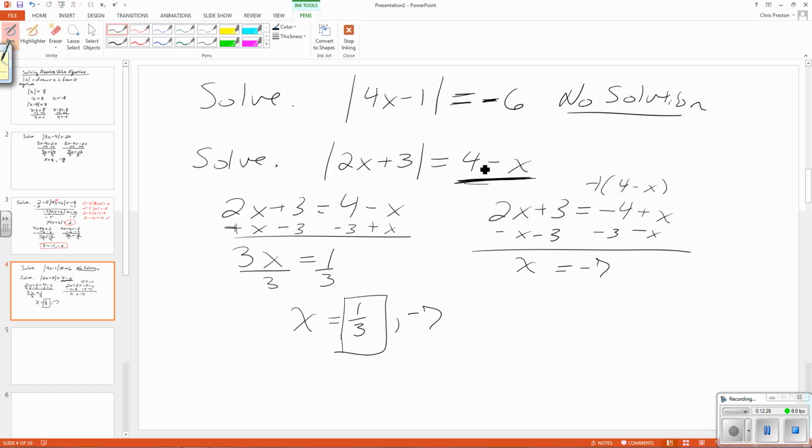What about negative 7? Well, 4 minus negative 7 is the same as 4 plus 7. So that's 11. That works. So both of these work as answers. Sometimes in a problem like this, you might get no answer. You might get one answer. Or you might get both answers, like in this case. So that's solving linear equations, or absolute values based on linear equations.